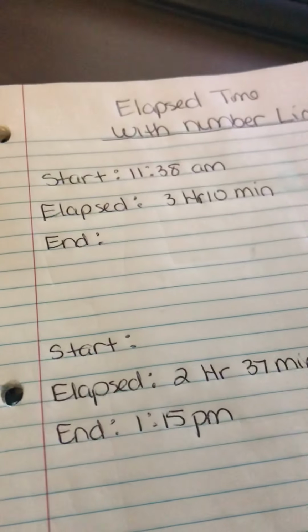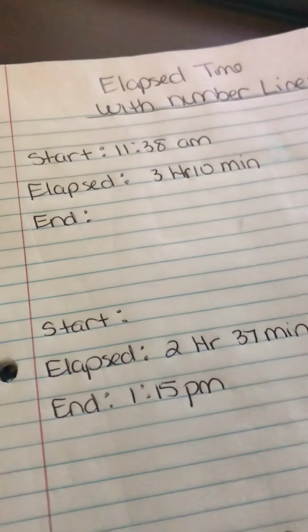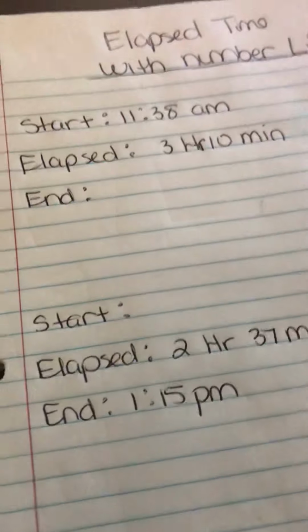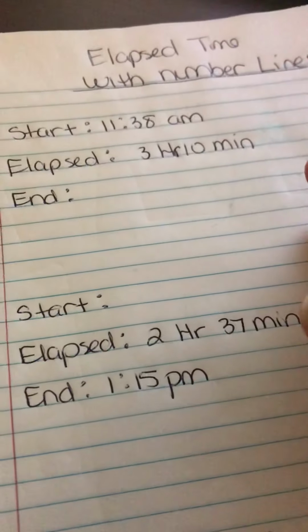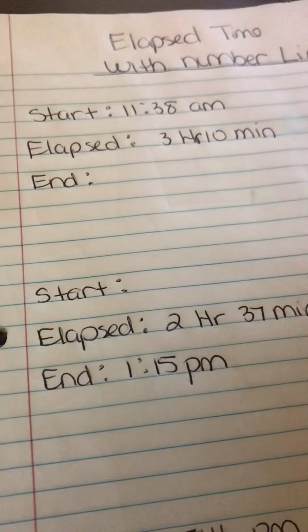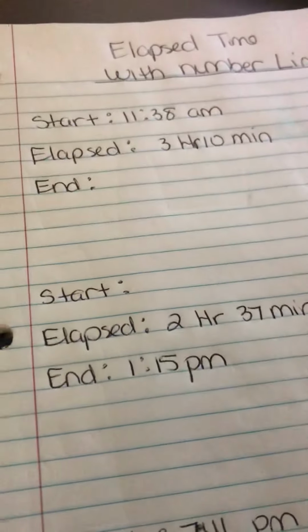Time is technically linear. Clocks are round, but really if we could unwrap our clock, it would just make a number line. So it really makes sense that if we are moving forward in time, moving backwards in time, or finding how much time has passed, that we would use number lines with that.